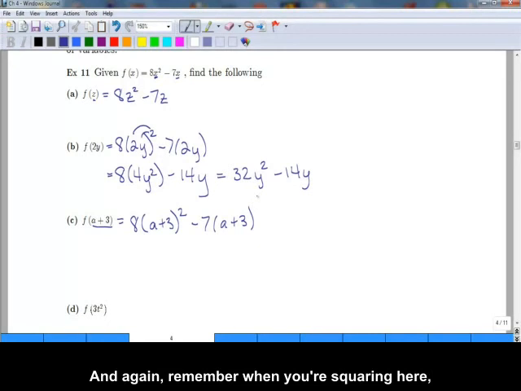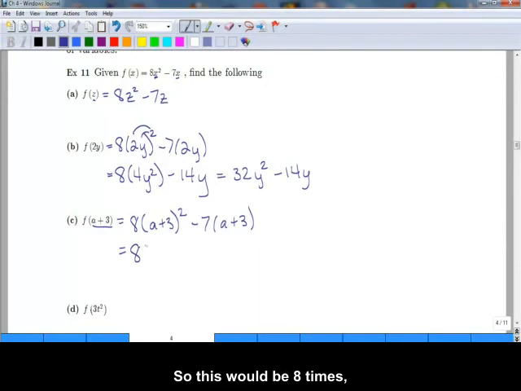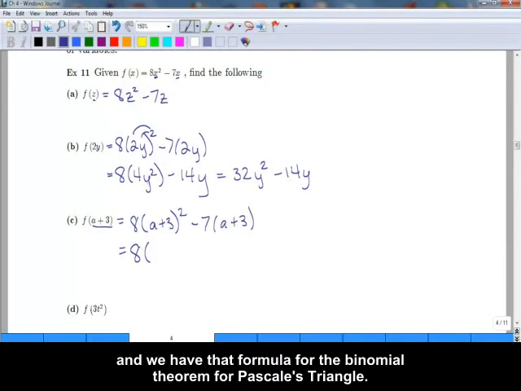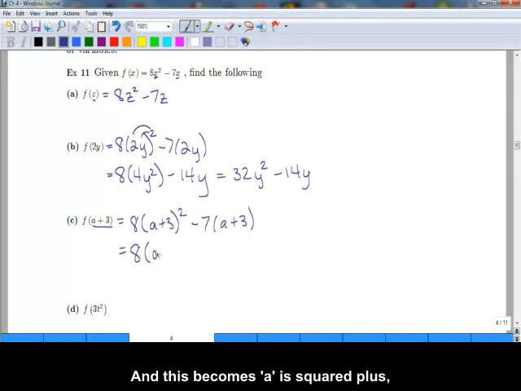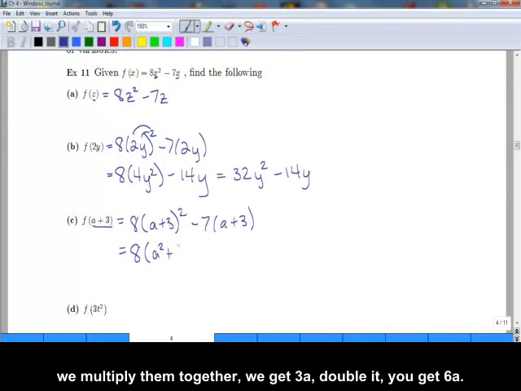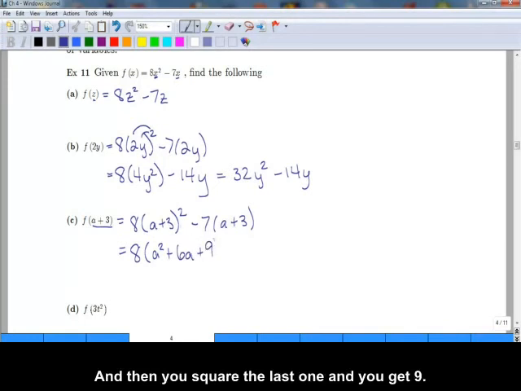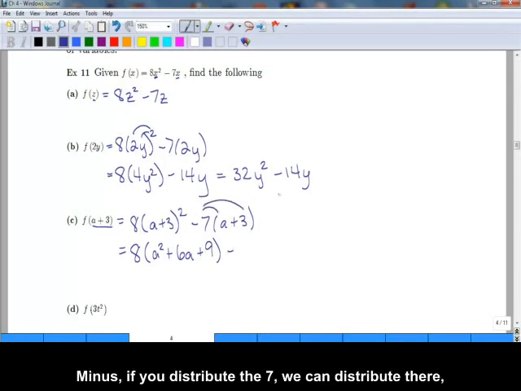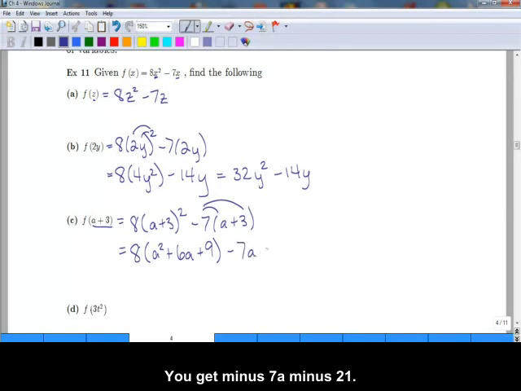And again, remember, when you're squaring here, this means that you're multiplying it by itself. So this would be 8 times, and we had that formula for the binomial theorem from Pascal's triangle. And this becomes a squared plus, we multiply them together, we get 3a, double it, you get 6a, and then you square the last one and you get 9. Minus, if you distribute the 7, we can distribute there because there's no exponents, you get minus 7a minus 21.